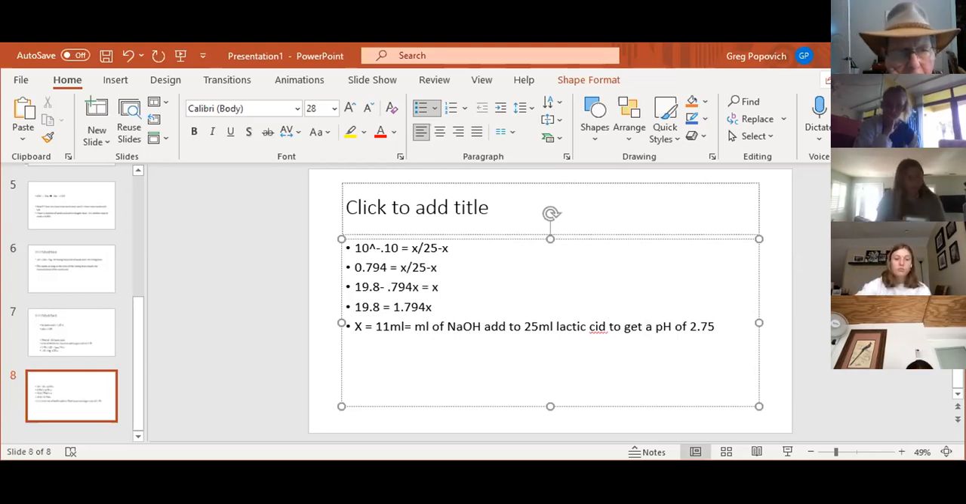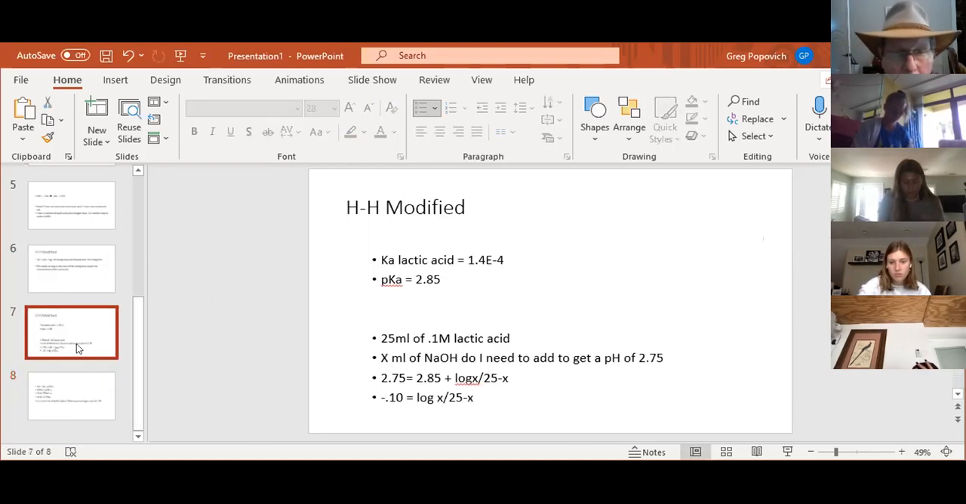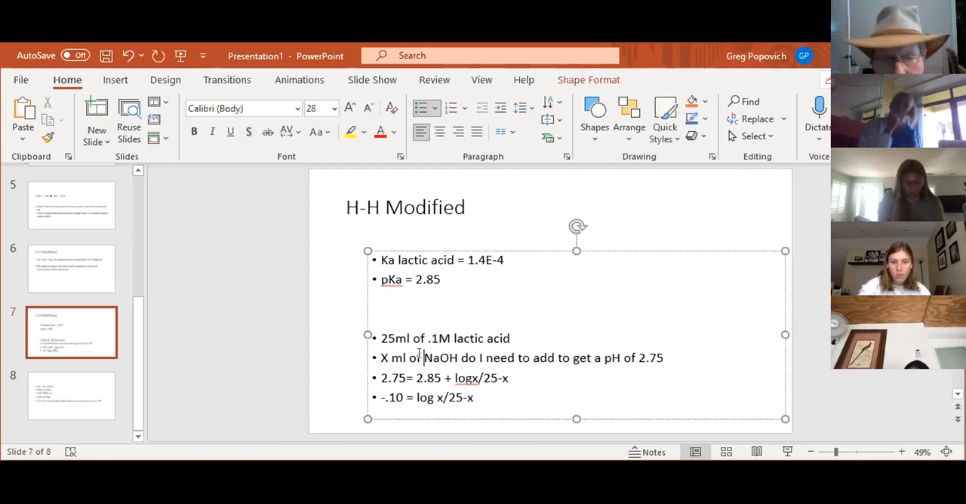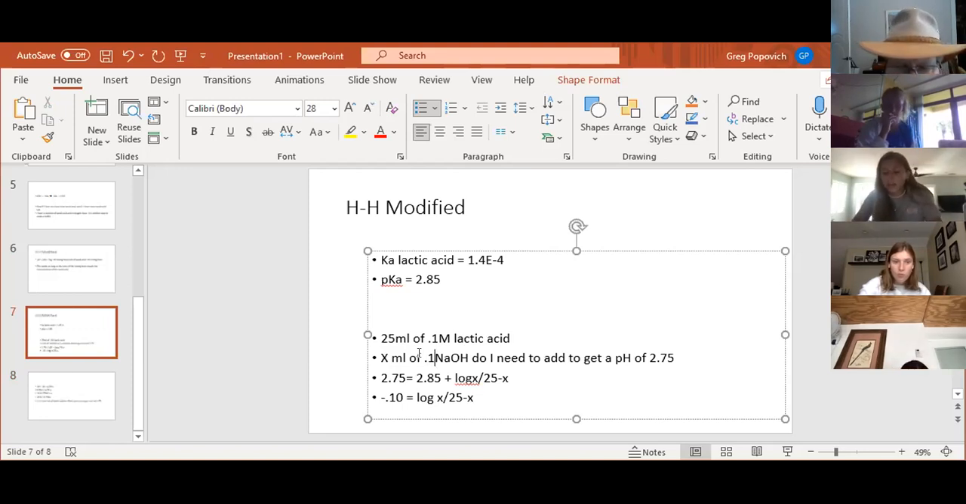Okay, do you need me to go through this equation again, guys? Can you go through it one more time? No problem. No problem at all. Okay. The problem is you have 25 milliliters of 0.1 molar lactic acid. The question is, how many milliliters of 0.1 molar NaOH do I need to add to get a buffer with a pH of 2.75?